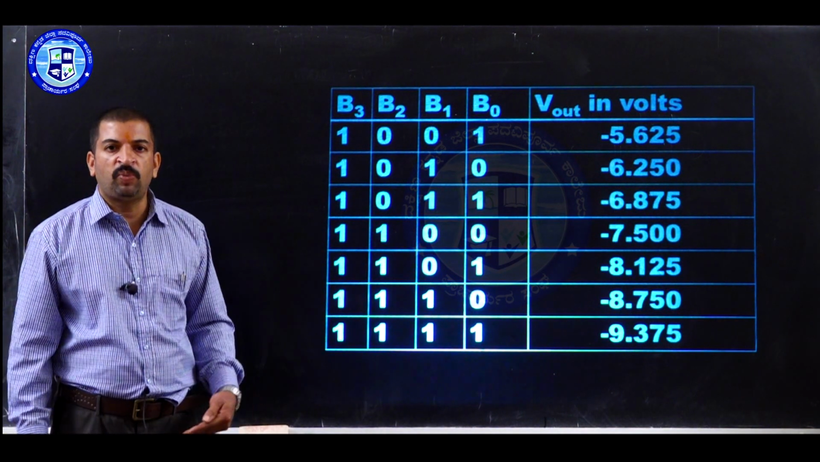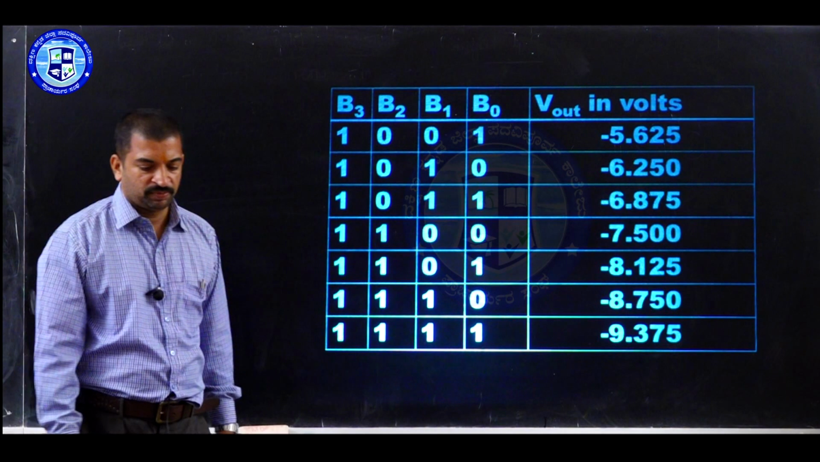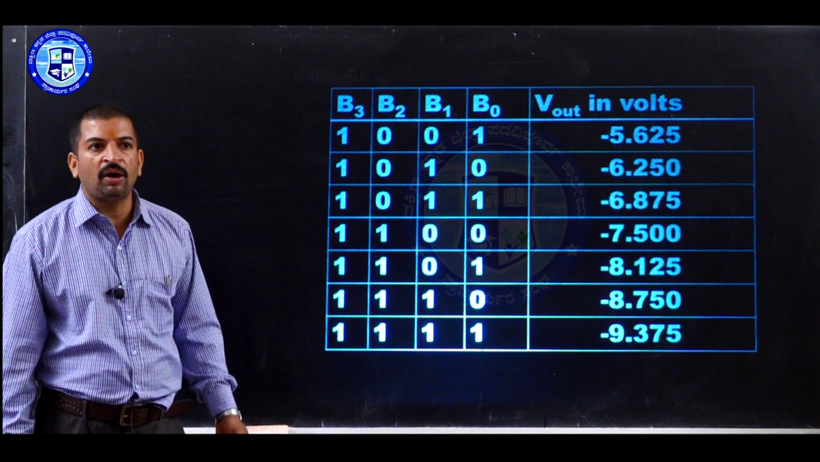These are the output voltages generated for different combinations of inputs. Hence, the circuit can be used as a digital to analog converter.